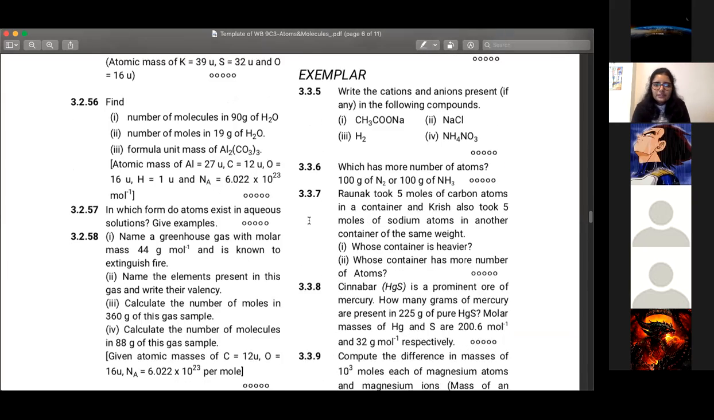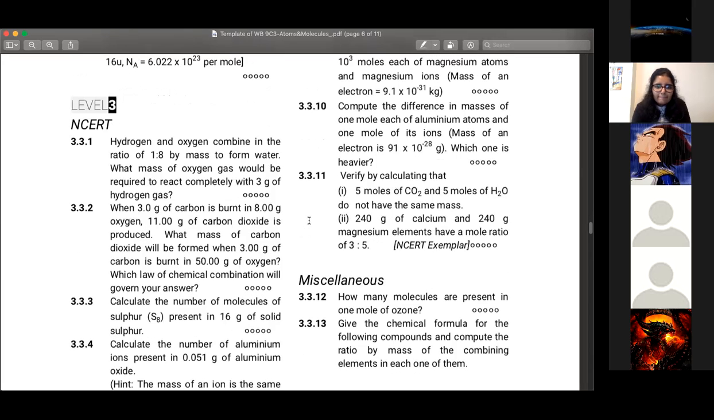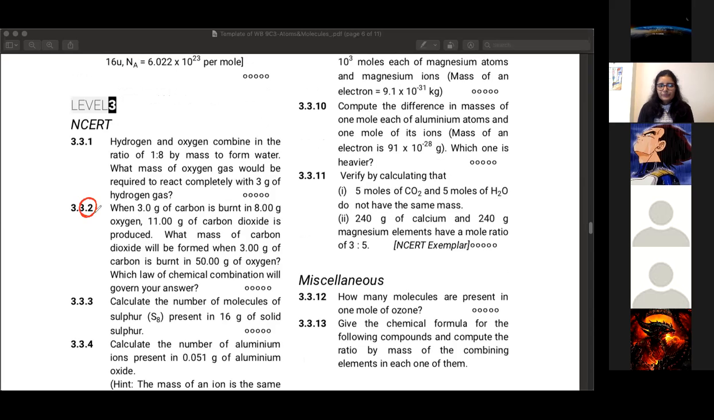There's one more question of the type that I want you guys to see. Look at level 3, second question. This would be the last question we discuss, then the class after this. So when 3 grams of carbon is burnt in 8 grams of oxygen, 11 grams of carbon dioxide is produced. What mass of carbon dioxide will be formed when 3 grams of carbon is burnt in 50 grams of oxygen?